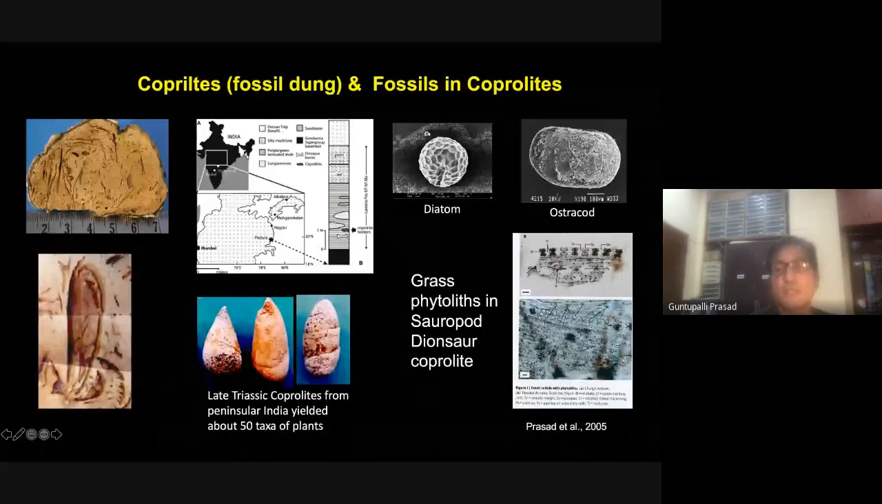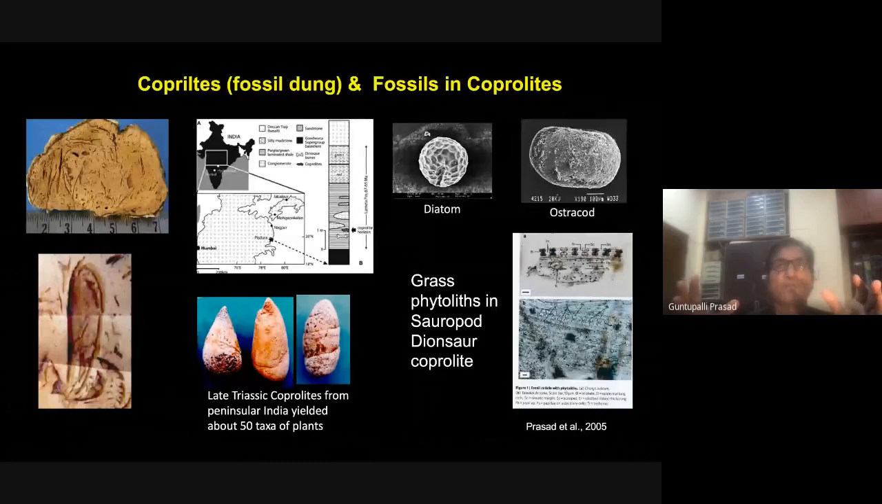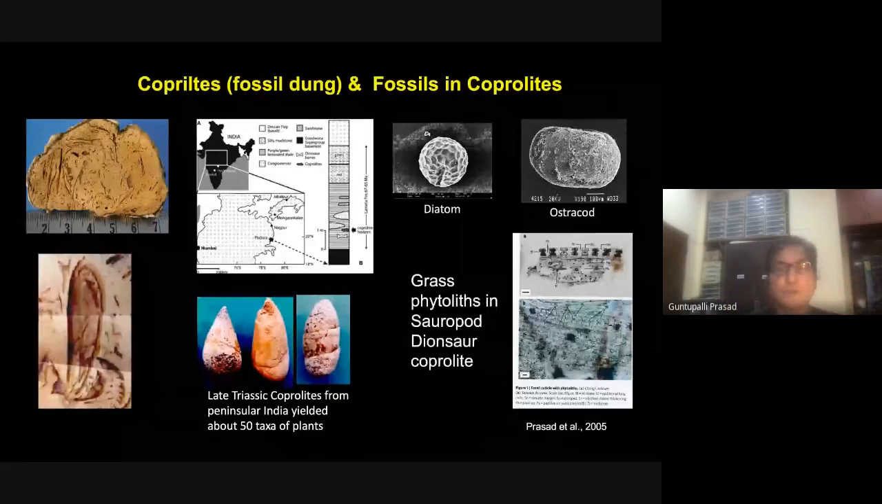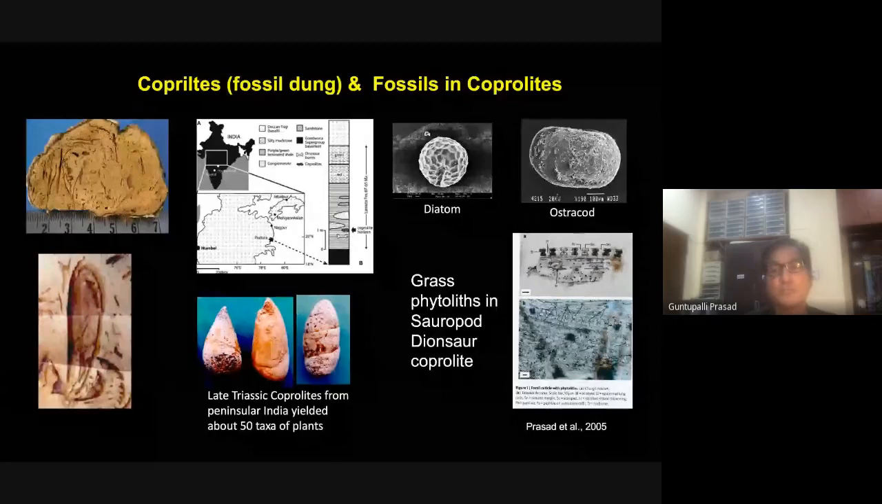Before this, fossil grasses were known only from Oligocene time, around 30 million years ago. But now these remains of grasses were found within the coprolite of a dinosaur from 66 million year old rocks. So that means the grasses were already present in the Cretaceous time. It pushed the time of origin of the grasses back by at least 20 to 30 million years. So it's a very important finding that came from India. And later even some rice phytoliths were also found in these coprolites.